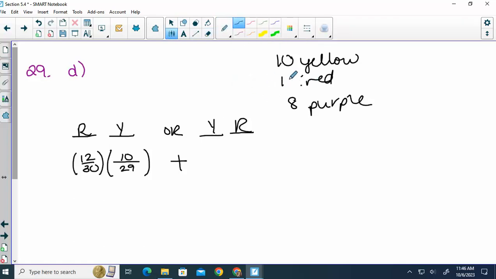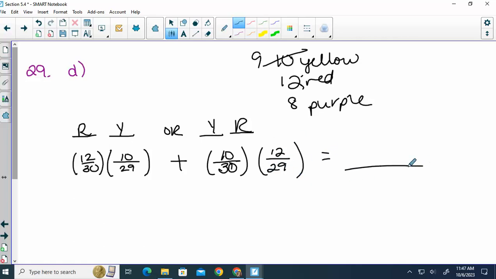So the other option, we have our whole bag. So how many bulbs do we have in here? 30. How many of them are yellow? Alright, so if I took out one yellow one, now how many reds are in my bag? 12. Out of how many total bulbs? So you do that calculation and get your answer.